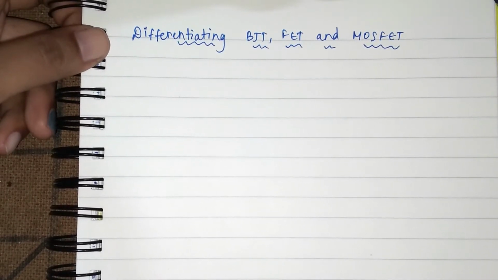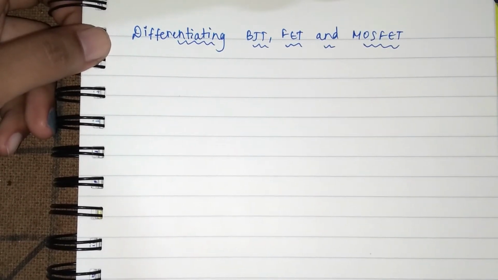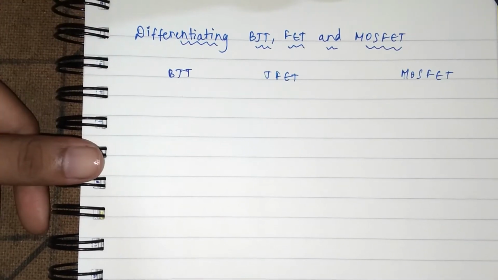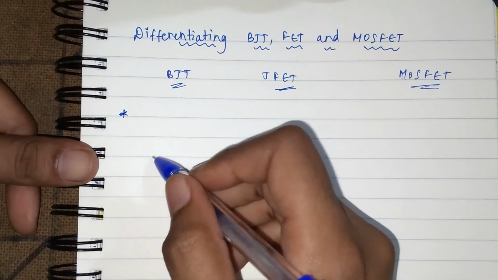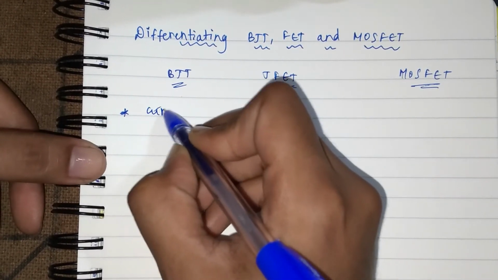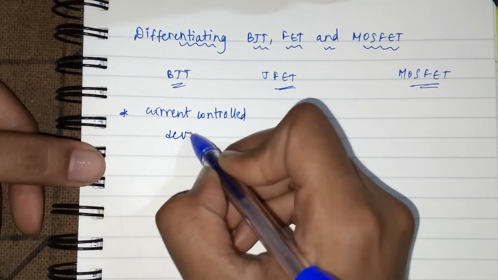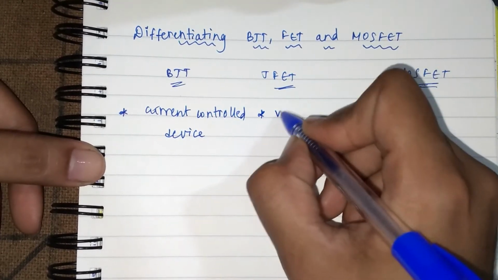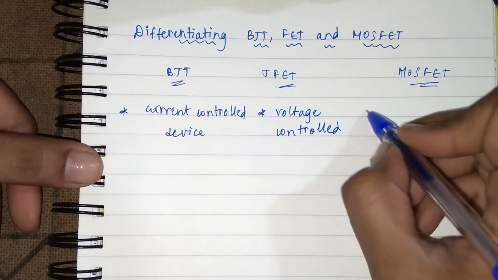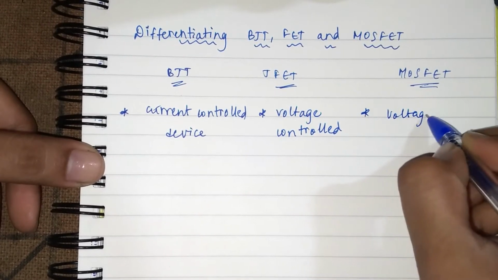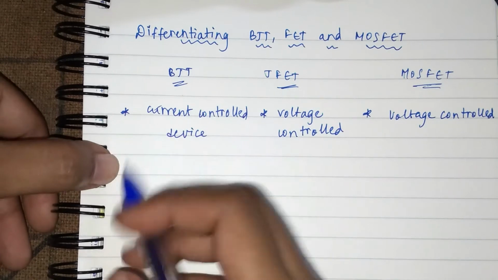Guys, in this video we're going to differentiate BJT, FET and MOSFET. We have the BJT, JFET and MOSFET. Coming to the first point in differentiating these three, we know that BJT is a current controlled device and JFET is a voltage controlled device. And MOSFET is also a voltage controlled device, as is the case for JFET.